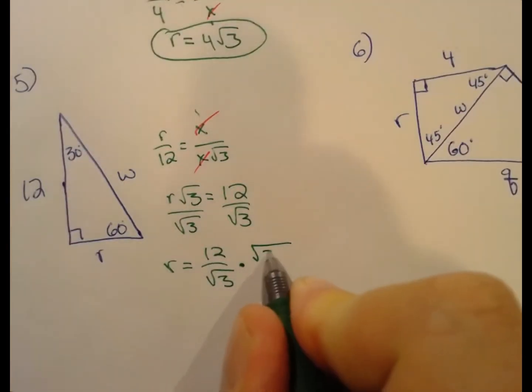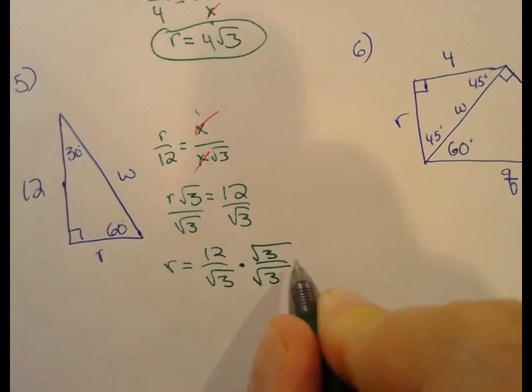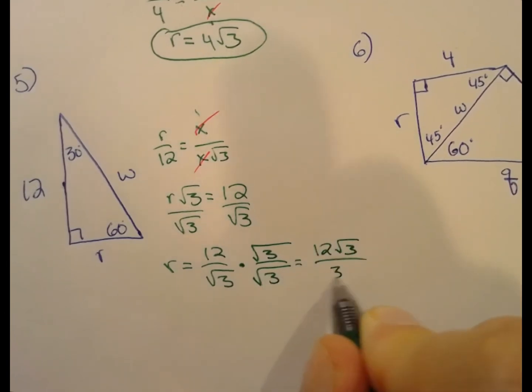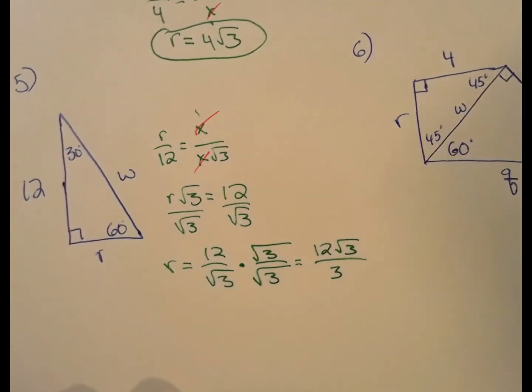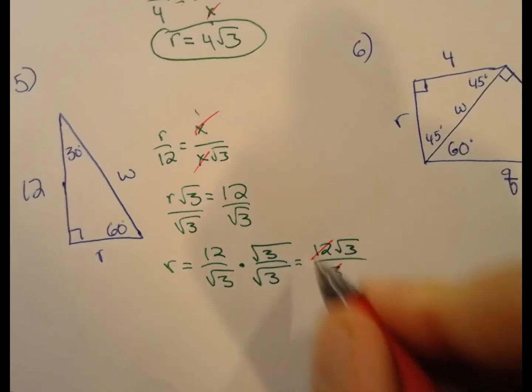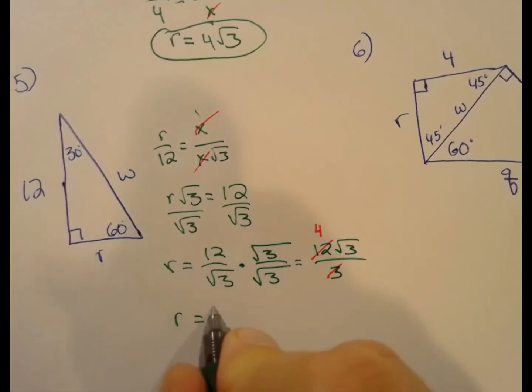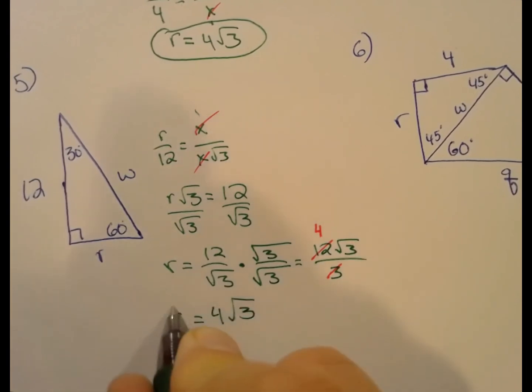So we'll multiply the fraction by the radical denominator over itself. 12 times root 3 in the numerator. Root 3 times root 3 is the whole number 3 in the denominator. And then we can actually factor the whole number 3 out of 3 and 12. R is 4 root 3.